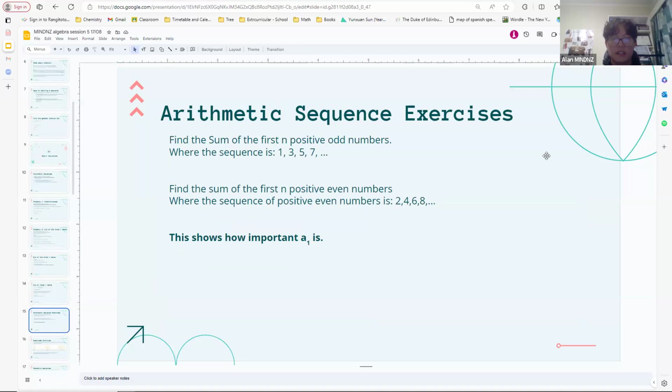So here are some exercises to do with the arithmetic sequence. Find the sum of the first n positive odd numbers. You really love the positive odd numbers, huh? Yeah.